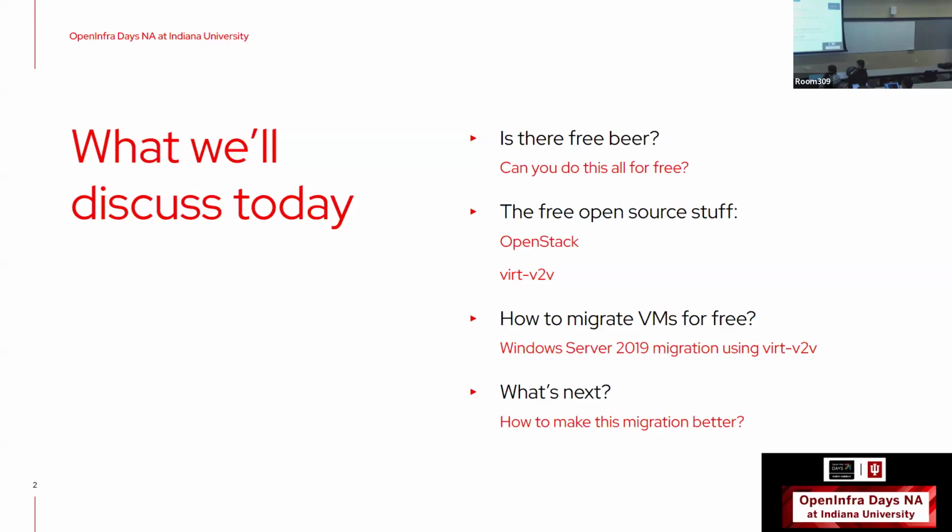Okay. So what we're going to talk about today: is there free beer? I don't know. You tell me. I like beer. Is there free software? There's free software. There's a few things that are free. And you do all of this for free. You migrate VMs for free.